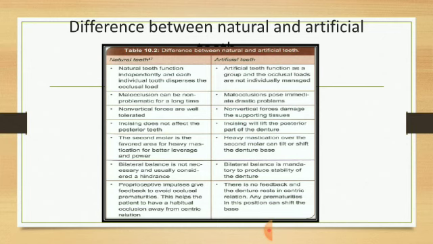Again, the second molar is the most favored area for heavy mastication in natural teeth, whereas if heavy mastication is done in the second molar area in artificial teeth, that would tilt or shift the denture base. And lastly, bilateral balance is not necessarily considered in natural teeth, whereas in artificial teeth bilateral balanced occlusion has to be maintained.